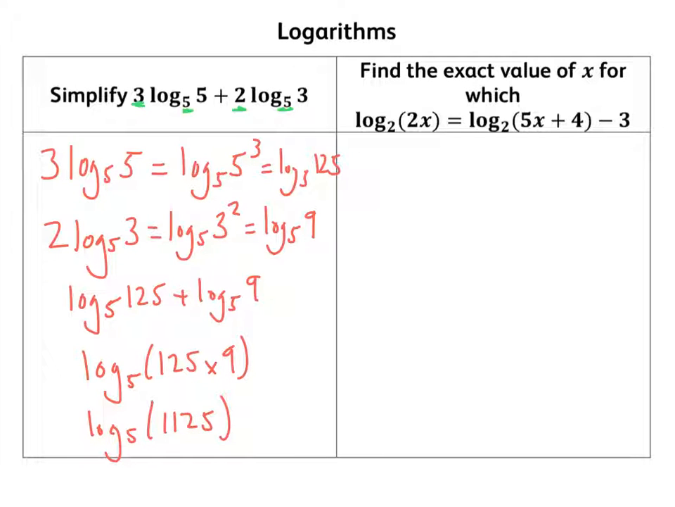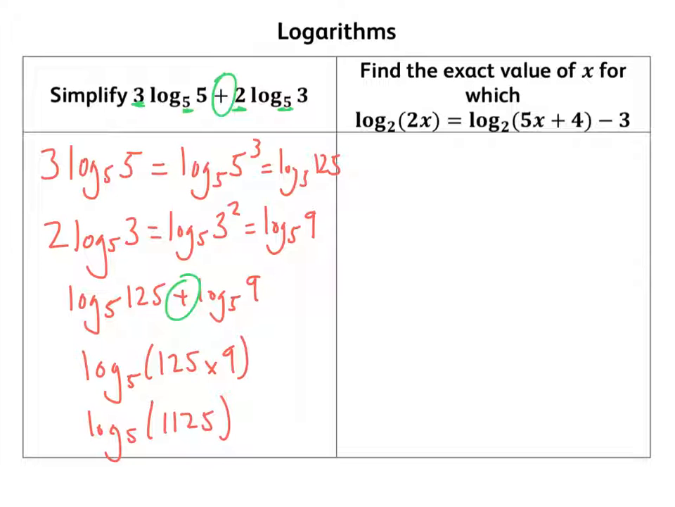Nothing more difficult than that. Like I say, it's just the rules. If this was negative there, then you'd be dividing. Okay, them's the rules, as it were.